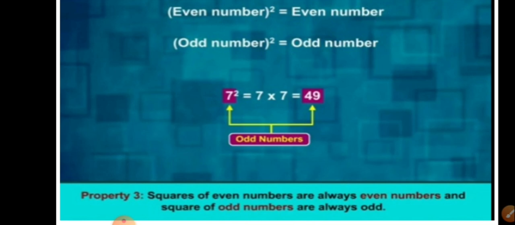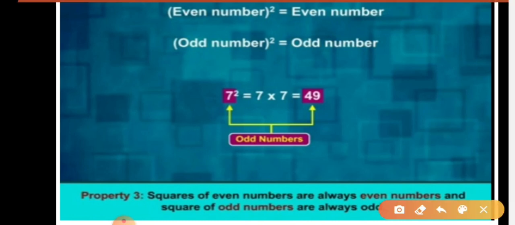The next property says that the square of an even natural number is always even. The square of an odd natural number is always odd. Even number square is always even. Odd number square is always odd. For example, 7 is an odd number. When you do the square of that, the answer will be 49, which is also an odd number. So property 3 says that squares of even numbers are always even and squares of odd numbers are always odd.